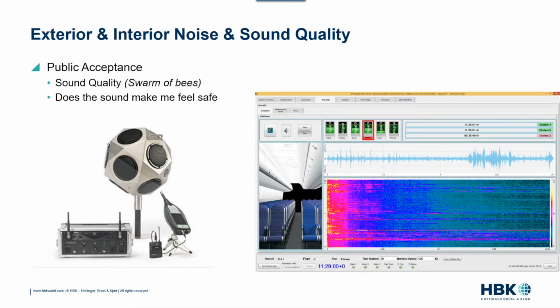So from a sound quality standpoint, I pointed out some things from an exterior standpoint, but now the interior. Obviously, the interior on these, using them for air taxis, has to be relatively quiet. So you get into sound quality, not only from an interior standpoint, but from an exterior standpoint. And that's why I made the comment here, swarm of bees. So maybe the dB level is not very high, but what does it sound like?